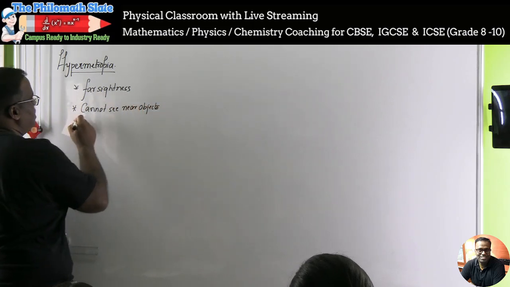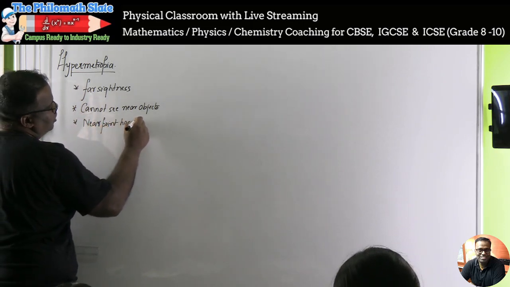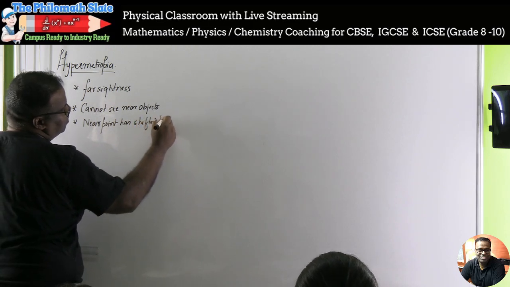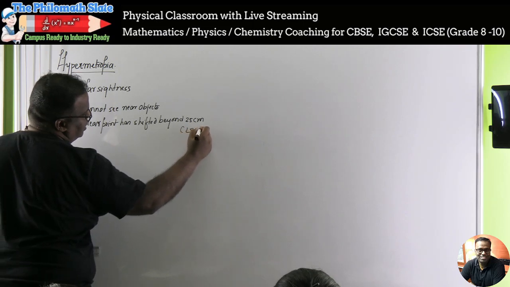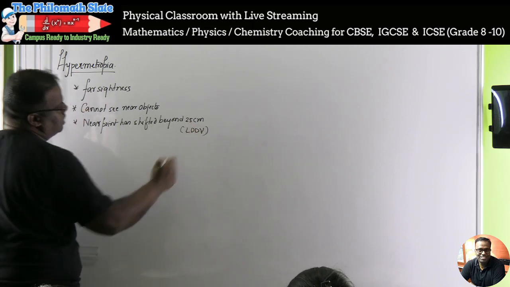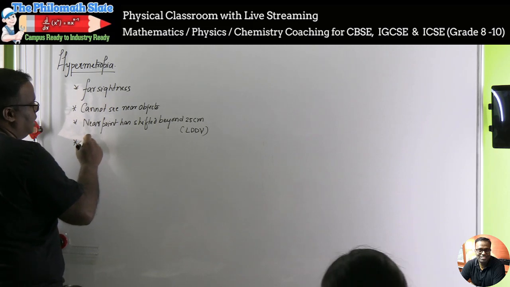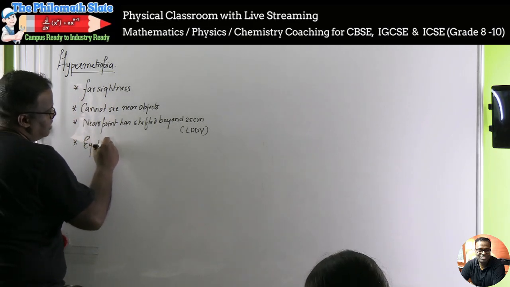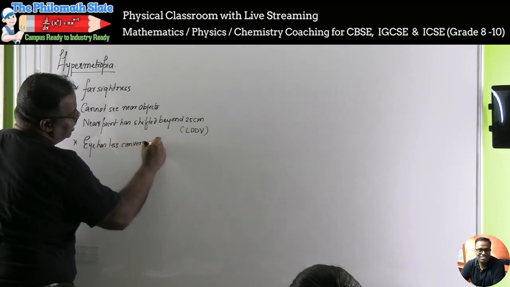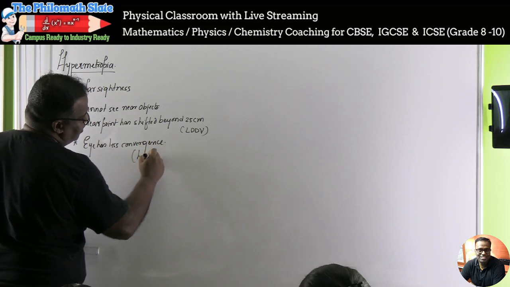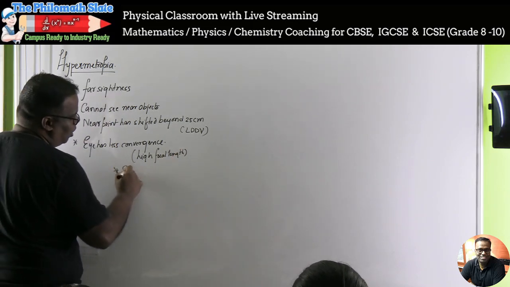And the reason for this is the near point has shifted beyond 25 centimeters, which is the least distance of distinct vision. Right? And the problem that is happening is, from the eye perspective, we will say that the eye has less convergence, unable to converge. That means the eye has a high focal length. Usually the reason for this is a small eye.